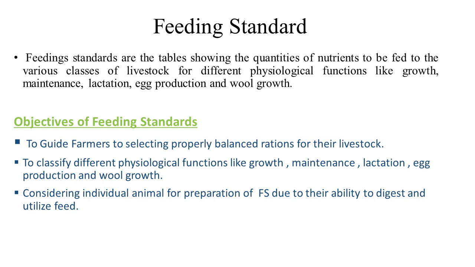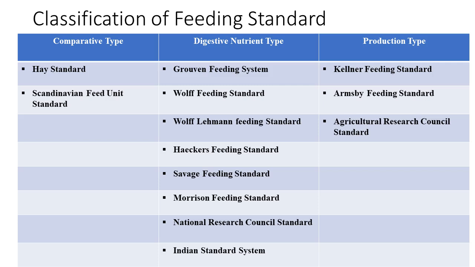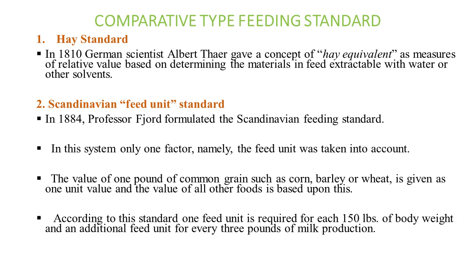Considering the individual animal for preparation of feeding standards, due to their ability to digest and utilize feed. The table shows the classification of the feeding standards for livestock. First we discuss the comparative type feeding standards. 1. Hay standard. In 1810, the German scientist Albert Thaer gave a concept of hay equivalent as a measure of relative value based on determining the materials in feed extractable with water or other solvents.